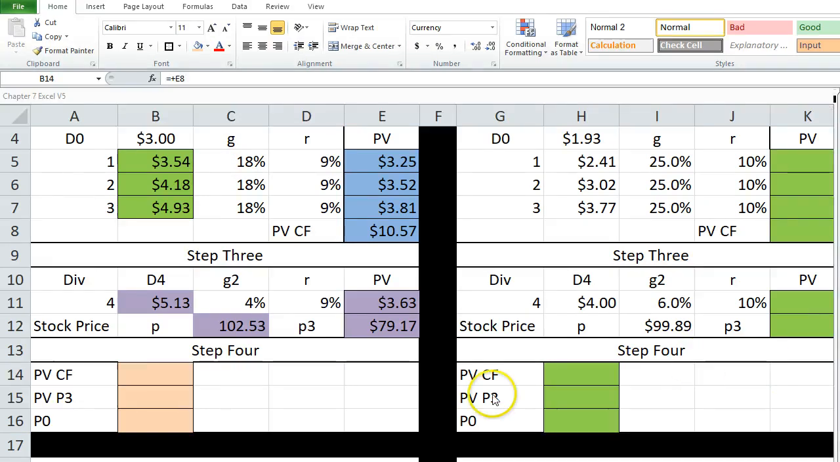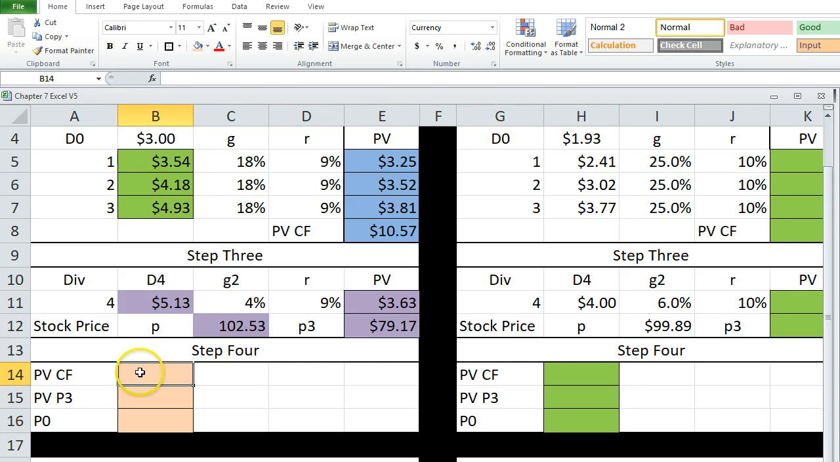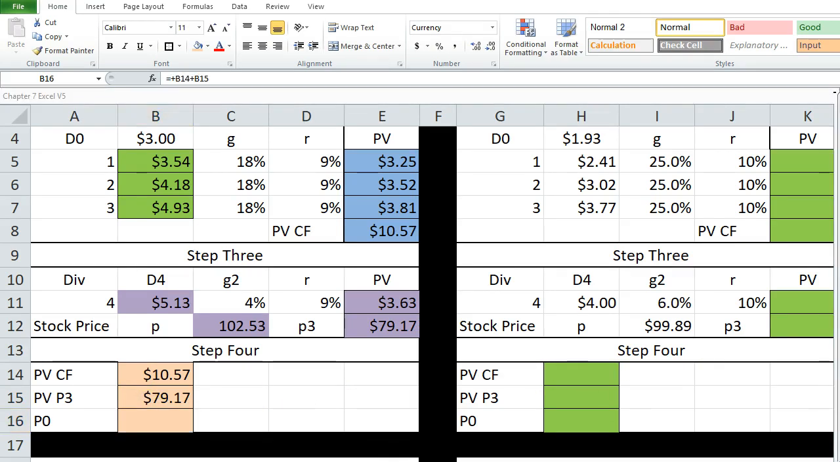So we're just going to take E8. This is going to go here, and E8 will be the present value of the cash flows. So see how that's the same symbol. And then the present value of P3, we know that we calculated that right here, but pull that down. So if we want to calculate P0, or the current stock price, we're going to take B14 plus B15.